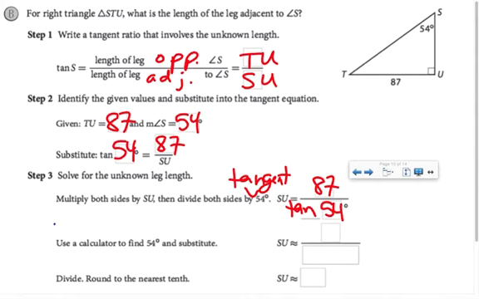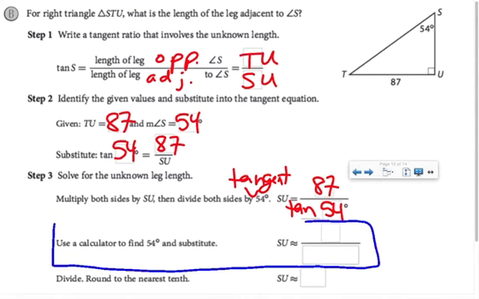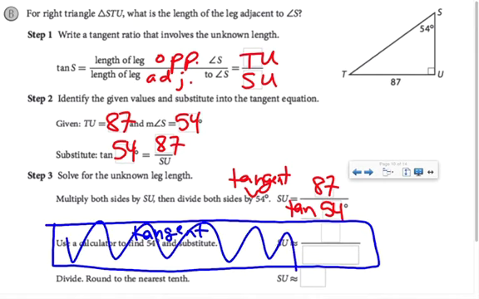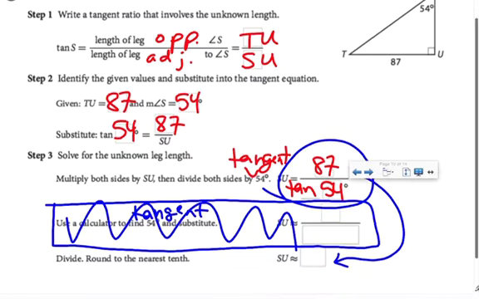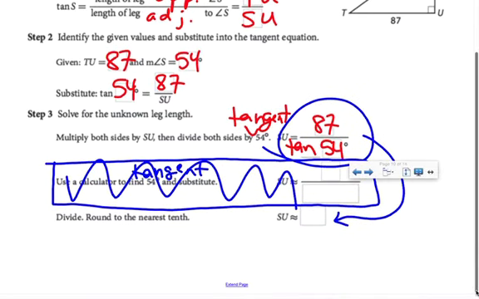Now, this step I'm not terribly fond of. I see no reason to find the tangent of 54 and substitute it into the equation. I would rather you not do this, but just do all of this in your calculator in one step in order to find the length of SU. So in your calculator, you're going to take 87 divided by the tangent of 54. And when you do that, you find that SU is approximately 63.2.